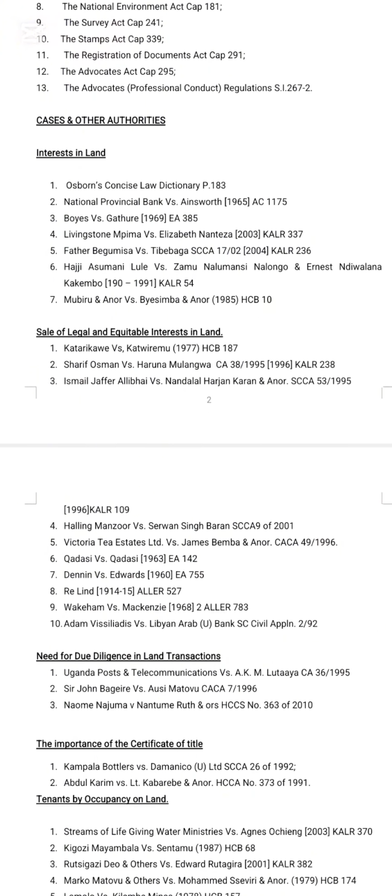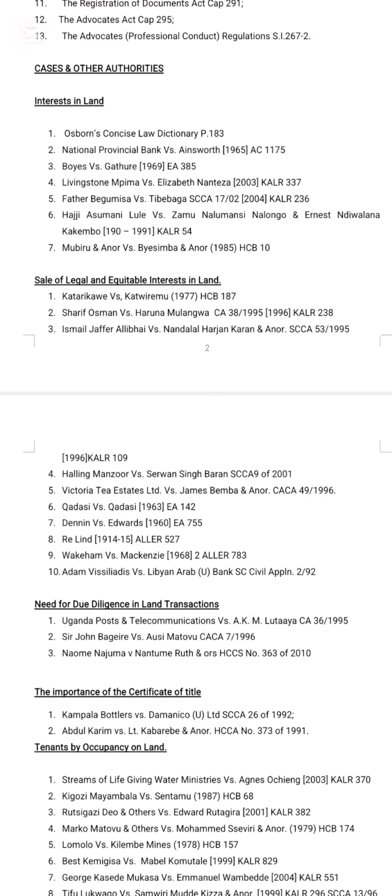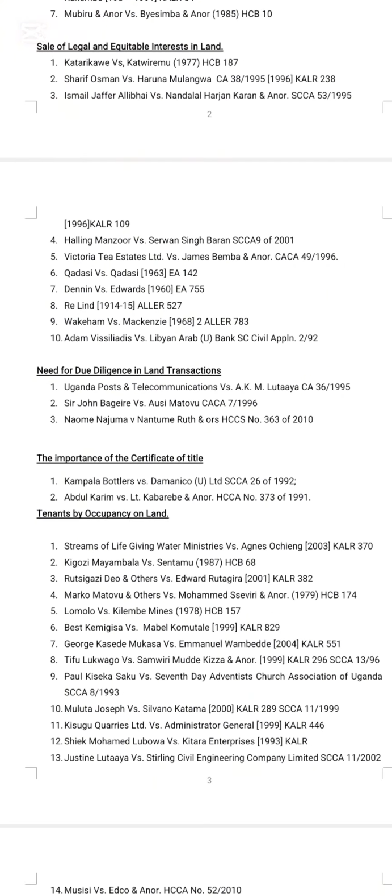Then we shall also see the sale of legal and equitable interest in land, and we have the case of Katarikawe versus Katwiremu, that you can sell a legal interest. But once someone has paid you, for example, assume there is a transaction and I have paid you to buy your land, I have deposited part of it. The case of Sharifa Osman versus Haruna Marangwa states that once I have made an initial deposit, then I have an equitable interest. So that means you cannot sell my land to another buyer, because I own an equitable interest in that land. Therefore you are always entitled to the remaining balance, but you cannot find a better buyer and sell the land. Of course, we're going to look at that in workshop 2 when we get there. Then, the need for due diligence in land transactions.